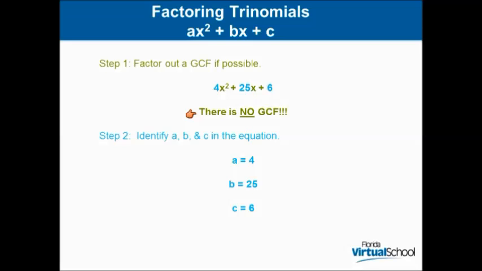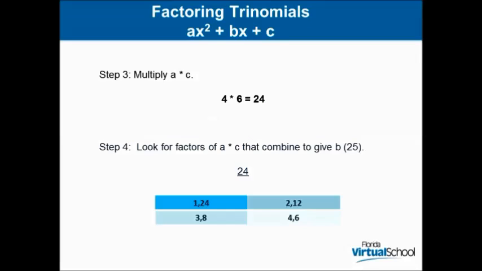So next we'll identify our A, B, and C terms. Our A, B, and C terms are simply the coefficients of each term of the trinomial. So our A term is 4, our B term is 25, and our C term is 6. If you notice, I did not bring the variable down, just the coefficients. Step 3 is to multiply A times C. In this case, 4 times 6, giving us 24.